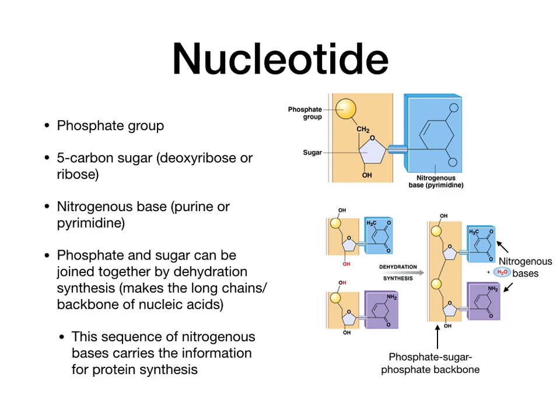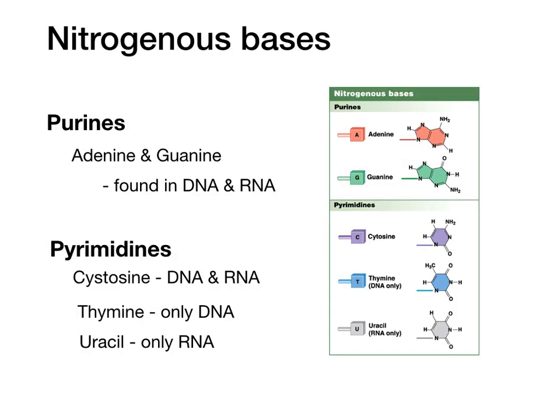So those purine bases are adenine and guanine, and the pyrimidine bases are cytosine, thymine, and uracil. So those nitrogen bases, which I just said, the purines are adenine and guanine, which are found in both DNA and RNA. The pyrimidines are cytosine, thymine, and uracil. Cytosine is found in both DNA and RNA. Thymine is only in the DNA, and uracil is only in RNA.